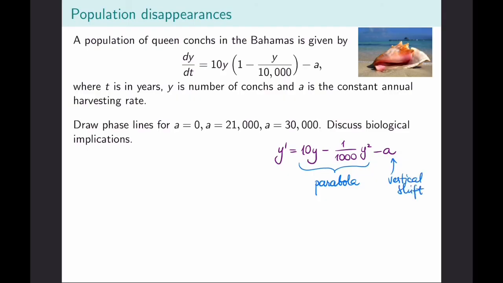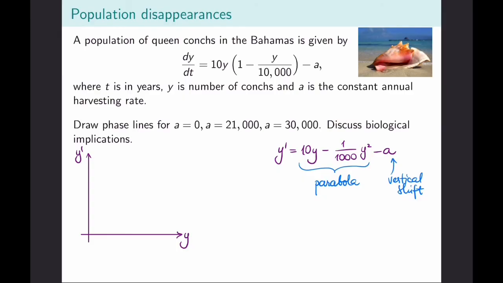So instead of drawing 3 different phase diagrams for the exact same model, I'm actually just going to draw one and try to think of how to implement this vertical shift onto it. So let's sketch this out. I'm going to, again, as the phase diagram would, draw the 2 axes that each correspond to y versus y prime, and then draw my actual parabola.